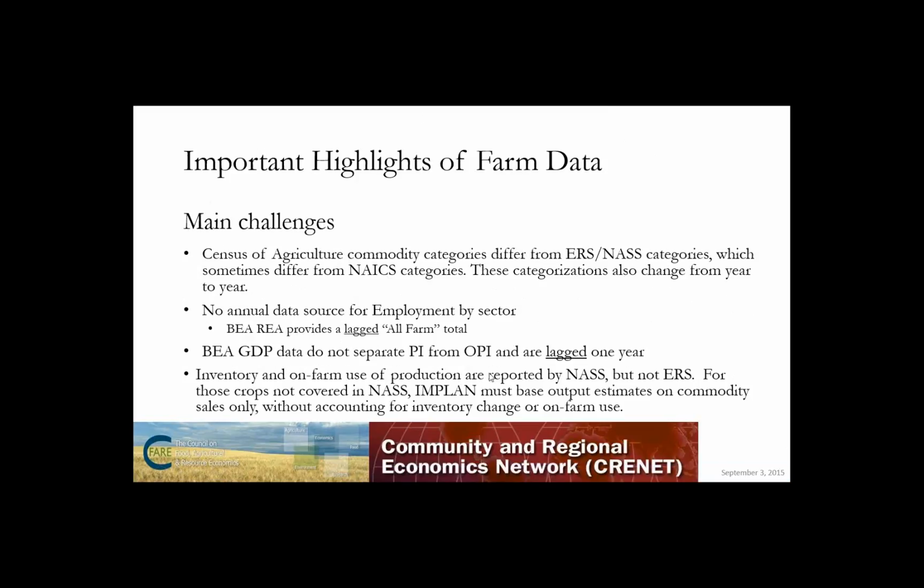So some of the challenges related to this is that not all data sources use the same categories. They once in a while will categorize a crop as something different, say as a vegetable or a grain, than one of our other data sources will. And these do change from year to year. So that's something that is a challenge we have to deal with every year. And again, no annual data source for employment, kind of described that already.